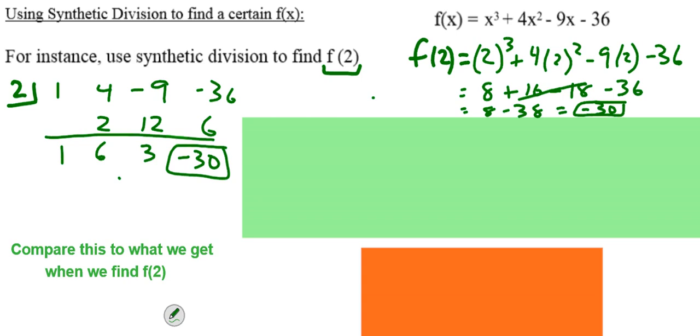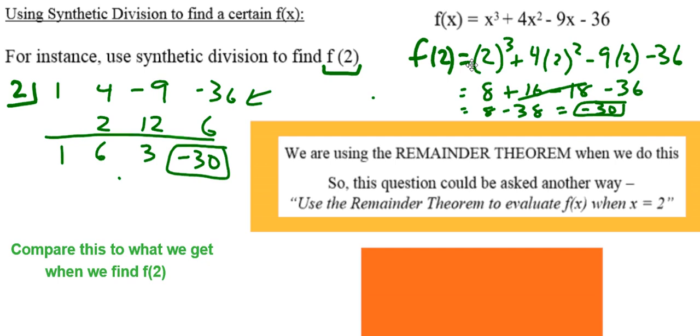We just figured out another way to find the value of a function at a certain x. Now, I'm not going to lie, I think this way was faster than that way, certainly less writing. And so why are we doing this? Well, what we just did shows the remainder theorem, right? So the remainder theorem says that whatever remainder we get when we do synthetic division, or regular polynomial division too, is actually the same thing as the value of the function when we plug our number into the function itself.